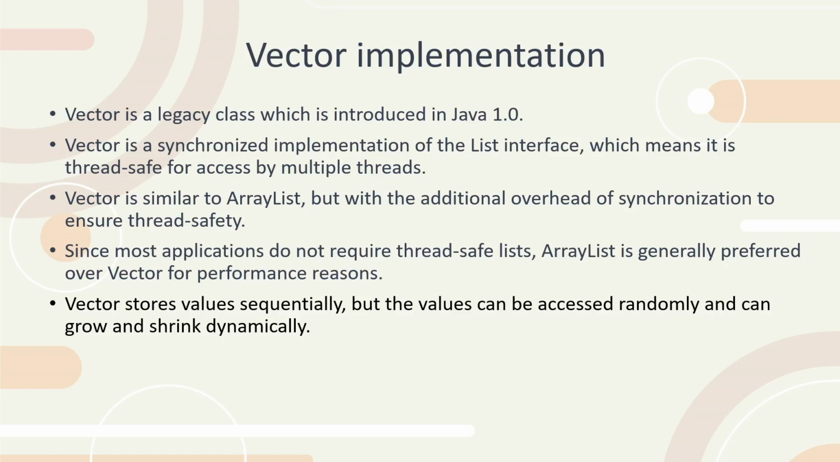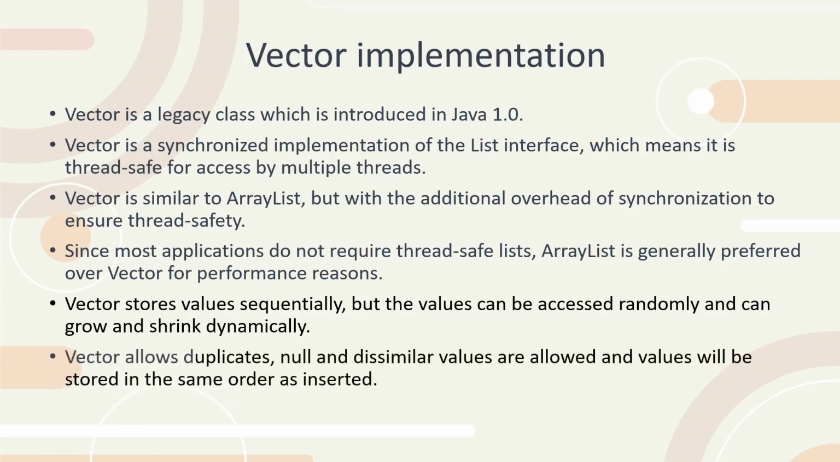Vector stores values sequentially, but the values can be accessed randomly and can grow and shrink dynamically. Vector allows duplicates, null and dissimilar values are allowed, and values will be stored in the same order as inserted. Vector also implements the RandomAccess marker interface.